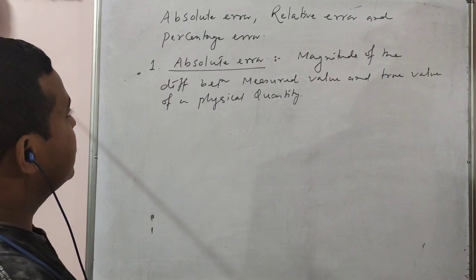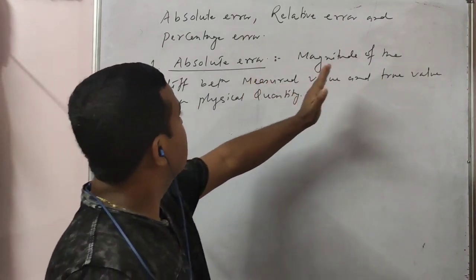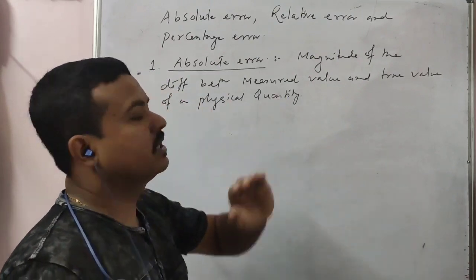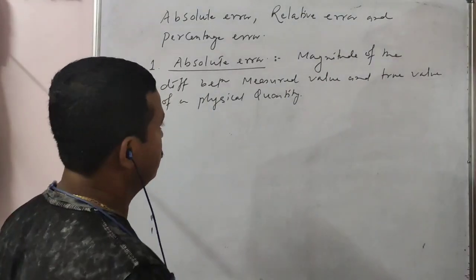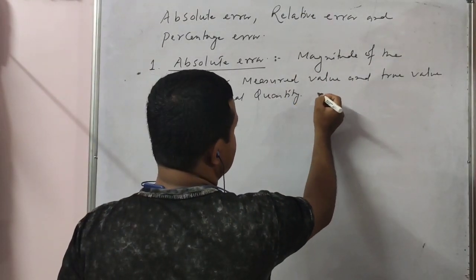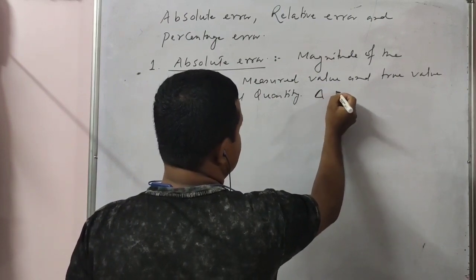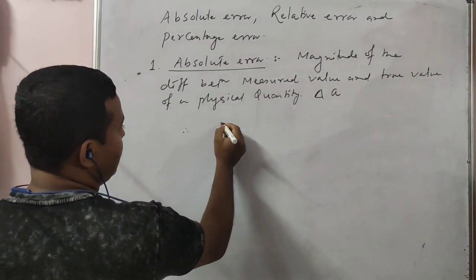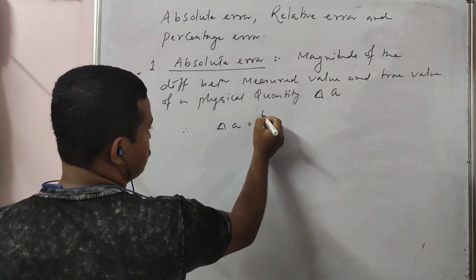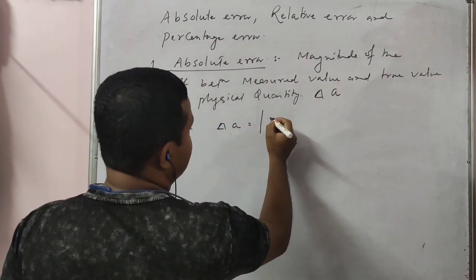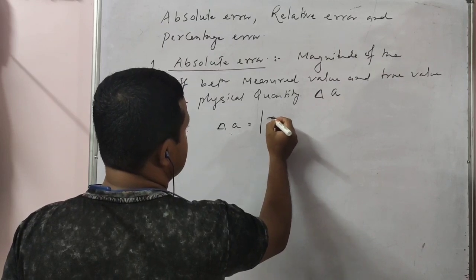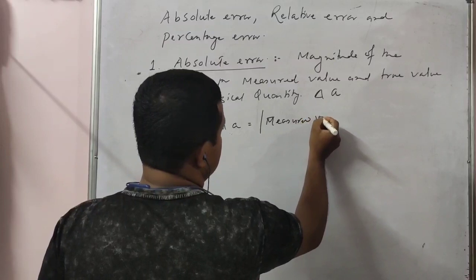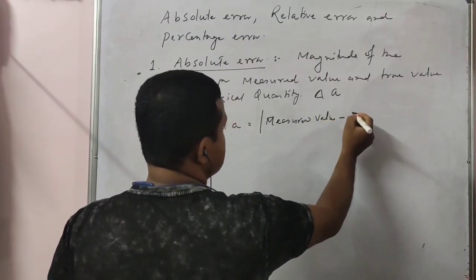So the absolute error is what? It is the magnitude of the difference between the measured value and the true value of a physical quantity. That is called absolute error, and it is denoted by delta A. So delta A will be the magnitude of the difference between the measured value minus the true value.